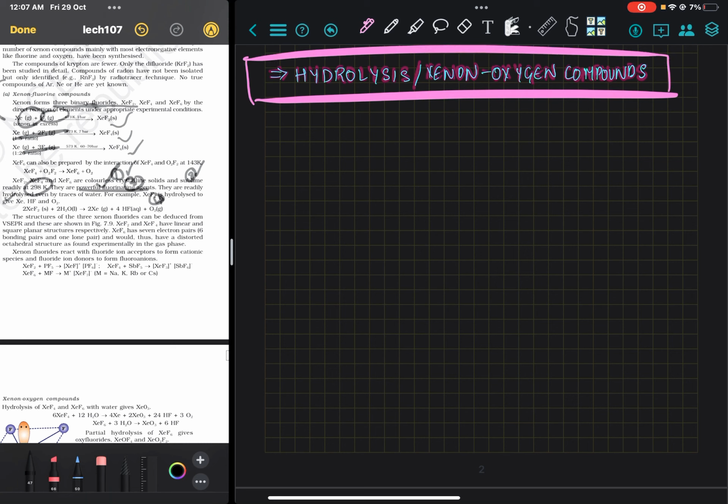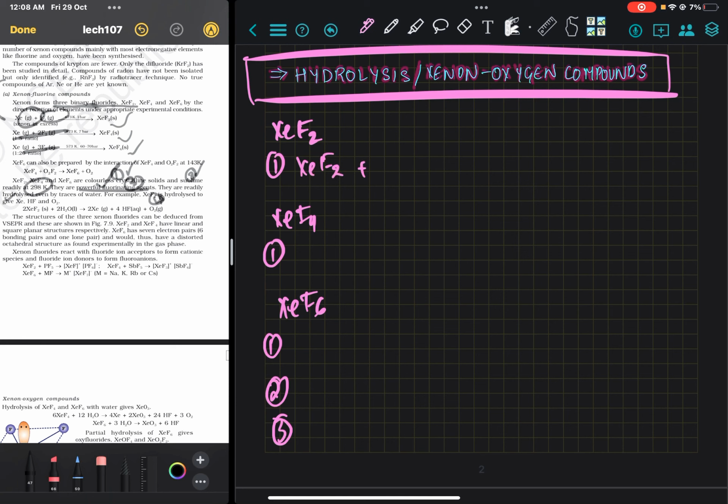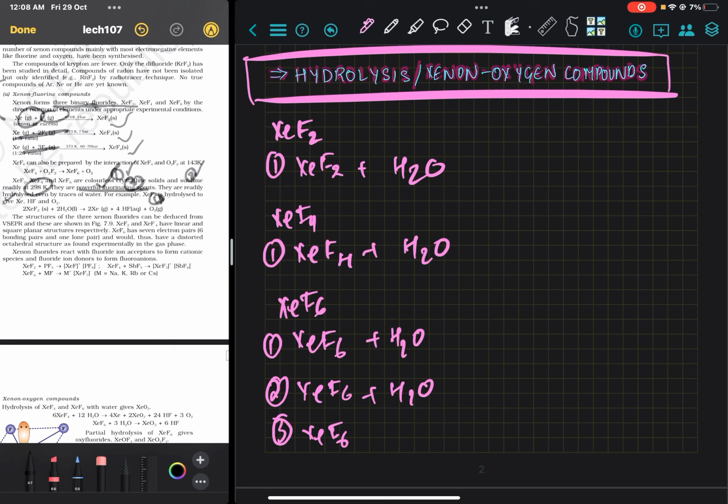So there is one reaction given for XeF2 and there is one reaction given for XeF4, but there are three reactions given for XeF6. So in all these reactions, let me just write down the products which are common. The only other product we use is water, obviously. So let me just write it down quickly. Sorry for the delay. I should have written it down before, I know.